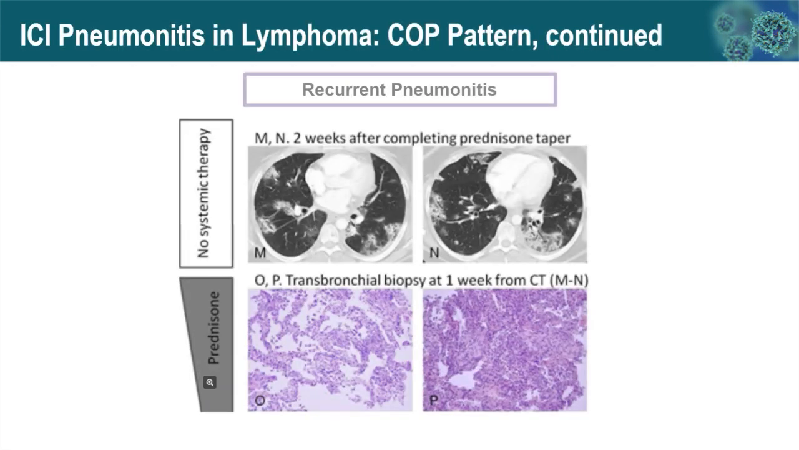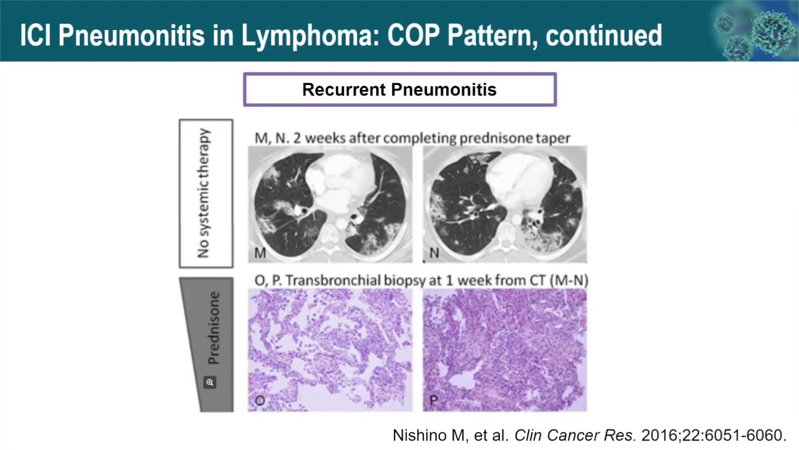And again, because of the good response to steroids, this prednisone was tapered, and 2 weeks after completing the prednisone taper without starting any therapy, the patient again developed these bilateral multifocal consolidations in both lungs, again a COP pattern of pneumonitis. This is a second episode of pneumonitis flare. In these earlier cases of our experience, transbronchial biopsy was performed at this point, showing organizing pneumonia, confirming our observation and imaging. So this is how complex this entity can be in some patients.